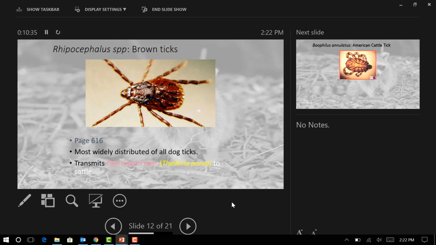Rhipicephalus, it's a tick. So of all the dog ticks that you find on your dogs, this has the widest distribution. Doesn't necessarily mean that it is the most common of all of the dog ticks, just that it has the widest distribution. Transmits East Coast fever, which is a disease caused by Theileria parva to cattle. And so again, you're kind of getting this theme that these ticks tend to be generalist parasites.